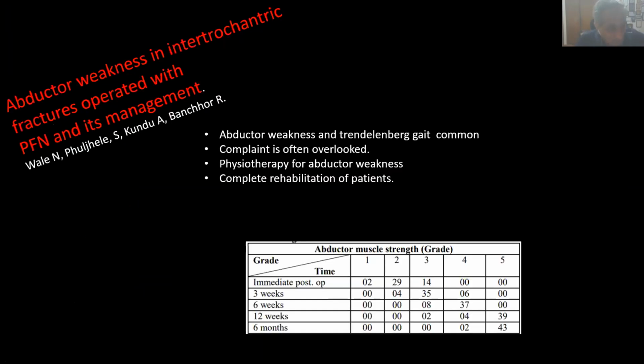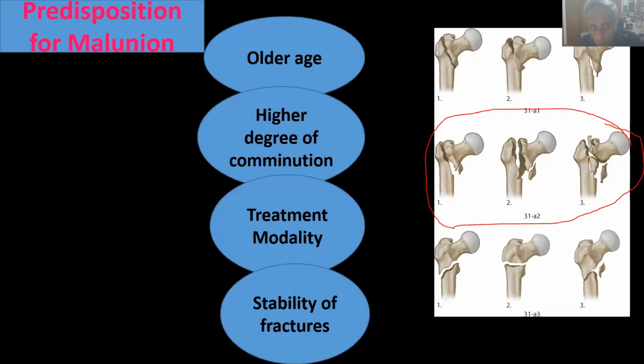So has this been proven out in literature? And very much so. Most of the literature will tell you about the high chance of abductor weakness, and also that it takes a long while to actually get better. So who gets it more? Who gets it less? And the answer is, the older you are, the higher the degree of comminution. The treatment modality, whether you put a sliding screw, whether you put some screws in, or you've done a PFN, actually makes a difference. And you can actually show that the intramedullary nail ones have a lesser chance of collapse compared to maybe a sliding hip screw.